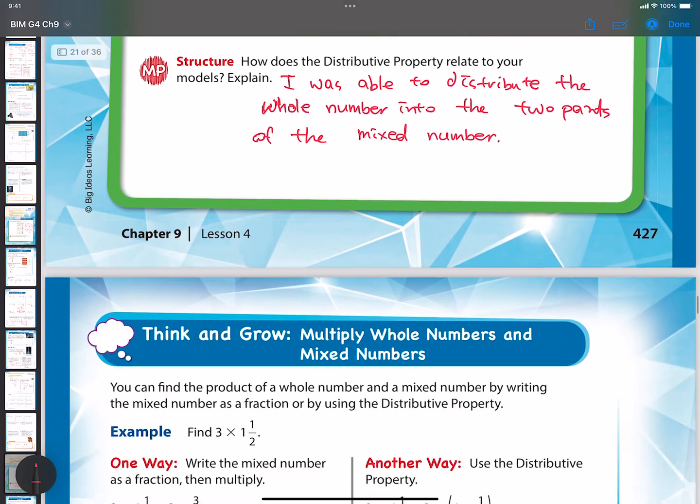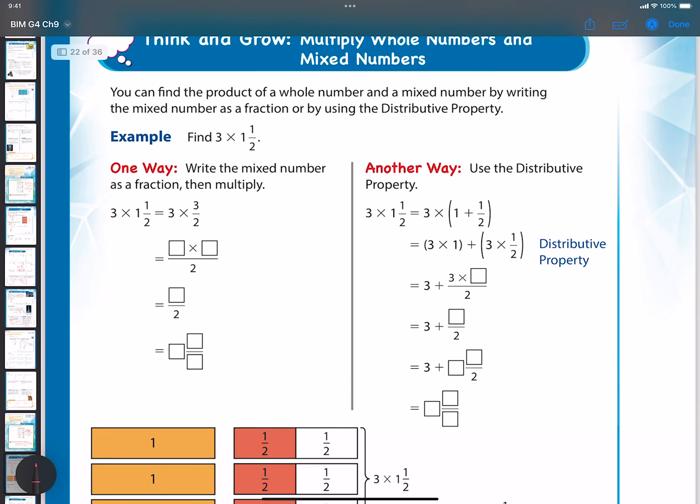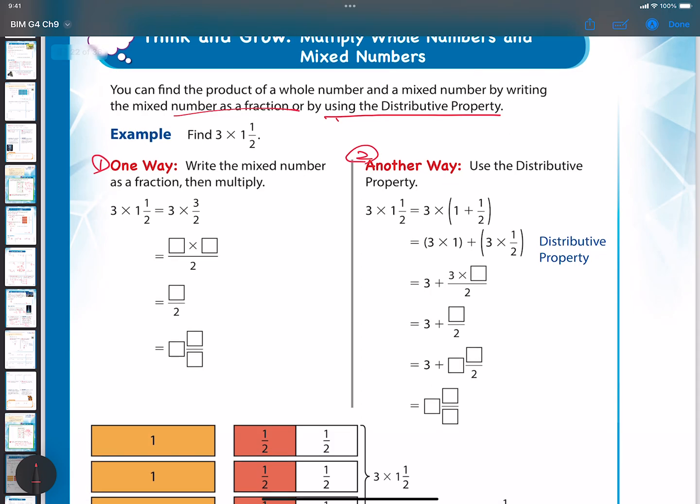Okay, let's move on. Let's practice more. You can find the product of a whole number and a mixed number by writing the mixed number as a fraction or by using the distributive property. So one way and another way. We are going to practice more, and there are more different ways. I'm telling you, you can practice whichever feels comfortable and easier for you.